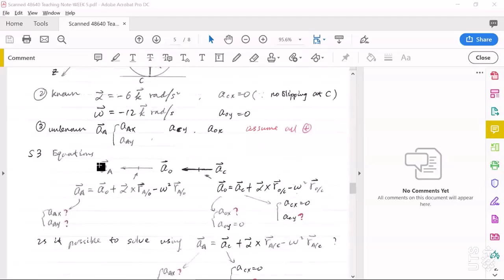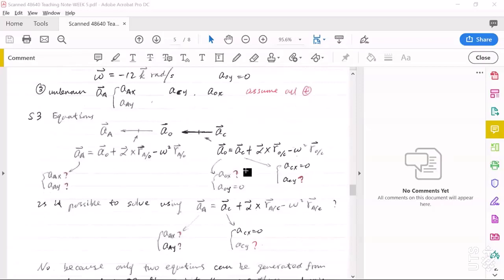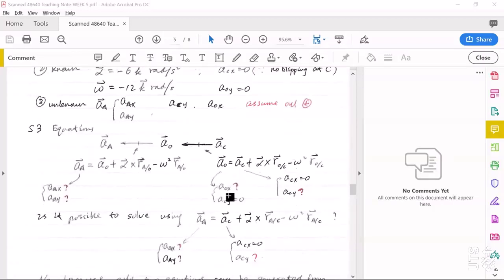Similar to the solution in the first example, here again we need two equations. The first one is about the relationship between AA and AO. And the second one is about the relationship between AO and AC. We can solve this problem using only one equation to get the relationship between AA and AC.